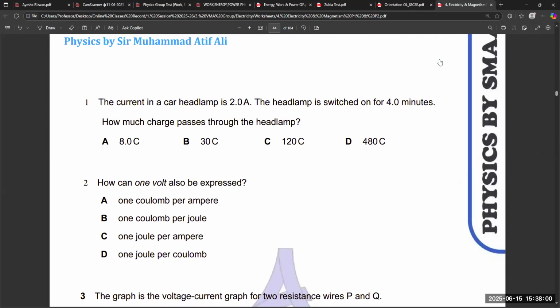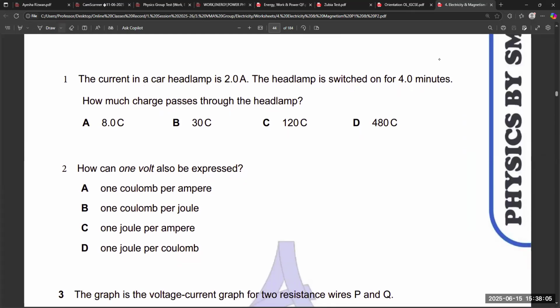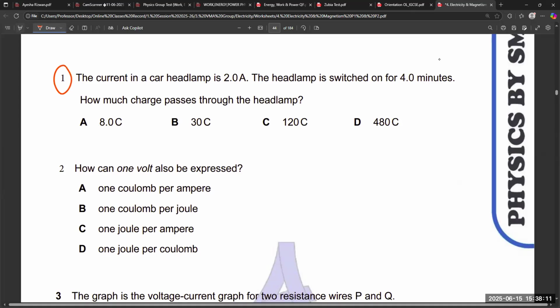Okay, for electric current, you can see we also have practice questions in the past papers related to electric current, and the formula of electric current is very simple. So the question is: the current in a car headlamp is 2 ampere and the headlamp is switched on for 4 minutes. How much charge passes through the headlamp? We know that the formula is I equals Q over T or Q equals IT.